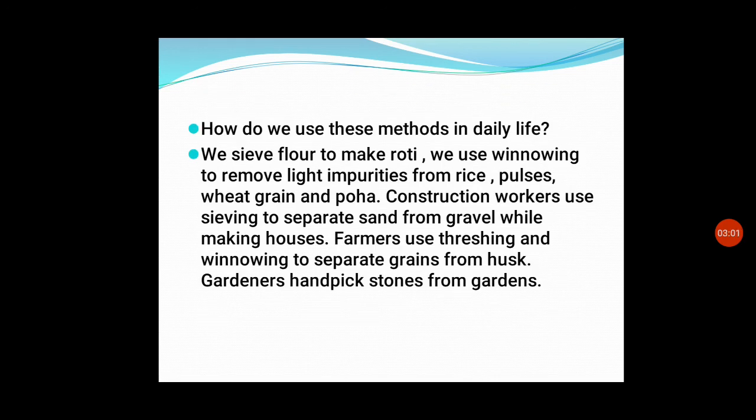How do we use these methods in daily life? We sieve flour to make roti. We use winnowing to remove light impurities from rice, pulses, wheat grain, and poha. Construction workers use sieving to separate sand from gravel while making houses. Farmers use threshing and winnowing to separate grains from husk. Gardeners handpick stones from gardens.